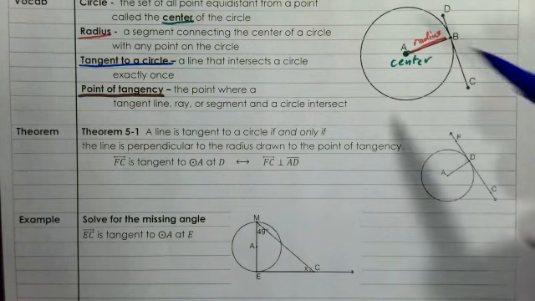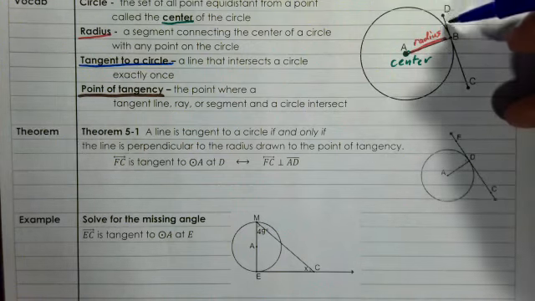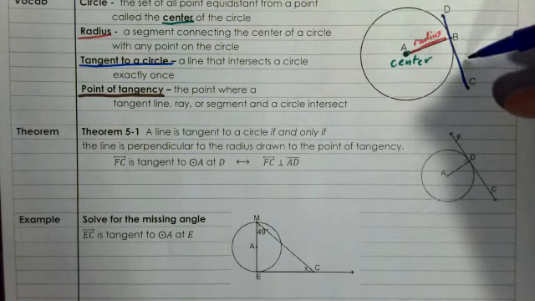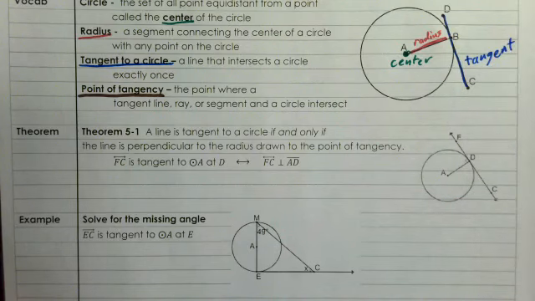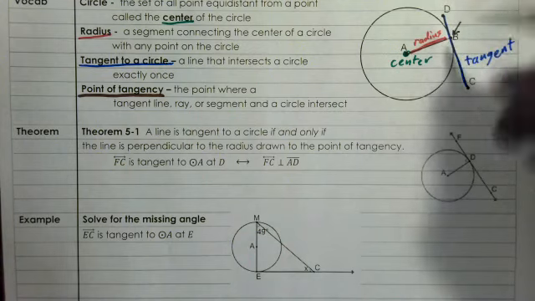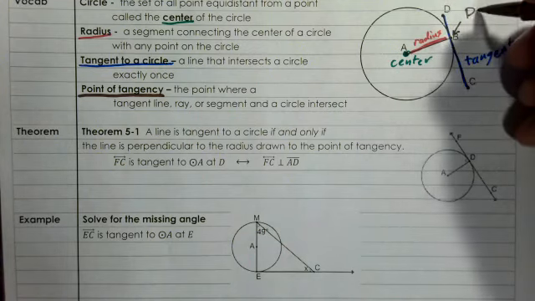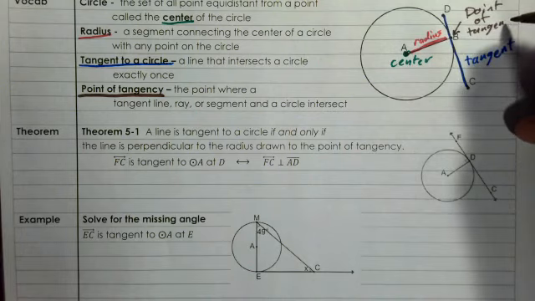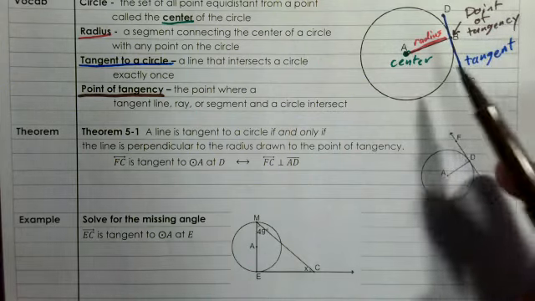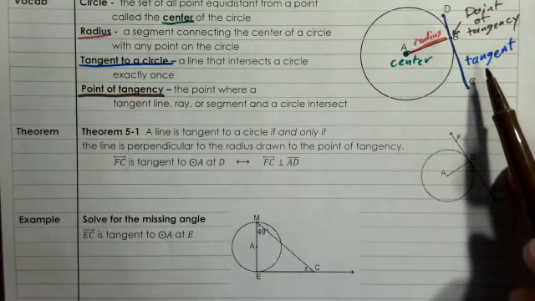We then, from that circle, can make a tangent line. So this right here is tangent to the circle because it only touches the circle at a single point. That single point where it touches is the point of tangency. Great. So those are some of the vocab words that we're going to be taking a look at.